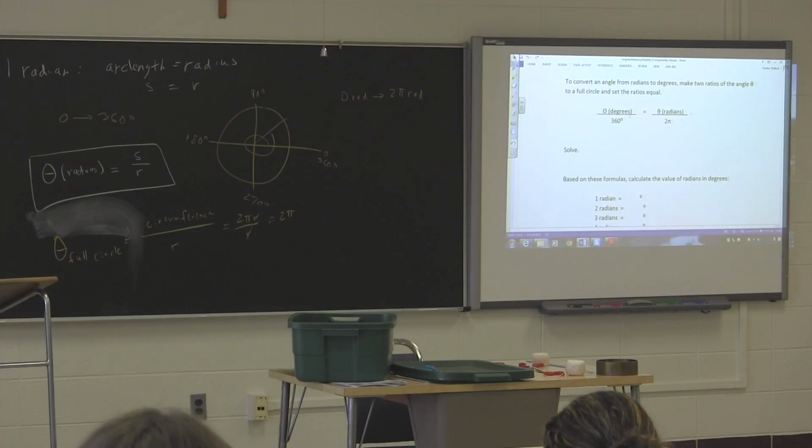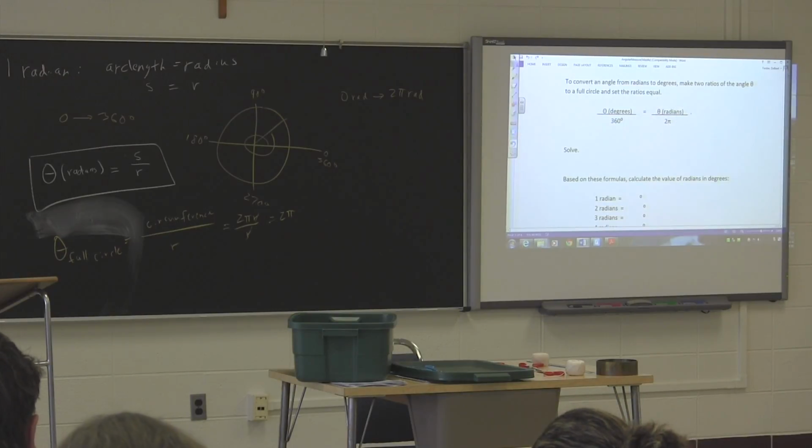You can see that our theta, which is our central angle, measured in degrees, that's the piece that we've cut out, over 360, it's going to have to equal the same ratio if we do it in radians. So that's going to be equal to the theta in radians over 2 pi, which is going all the way around the circle in radians.